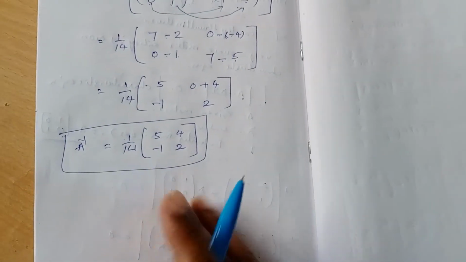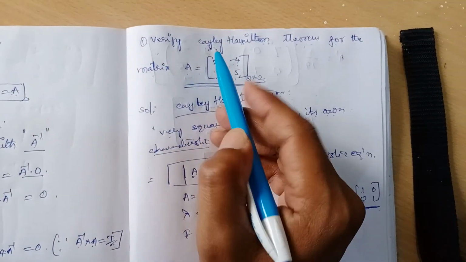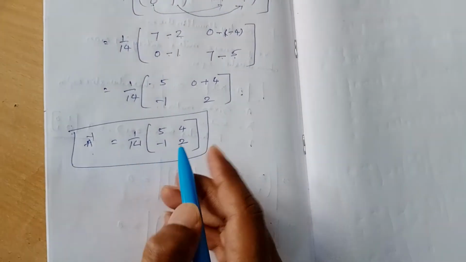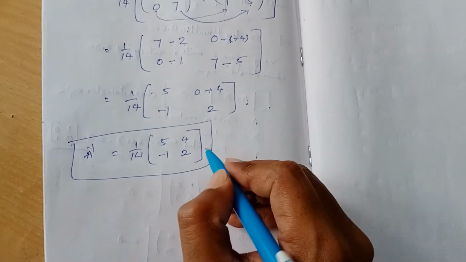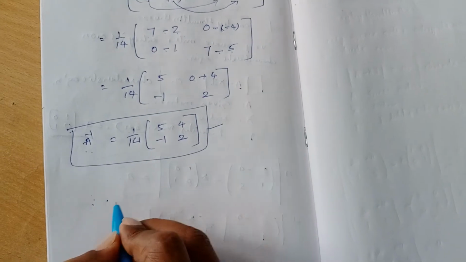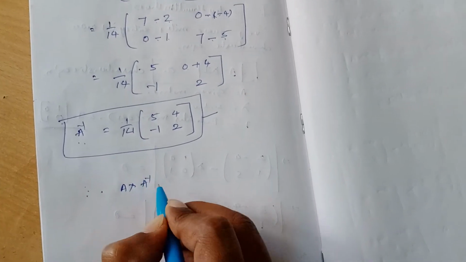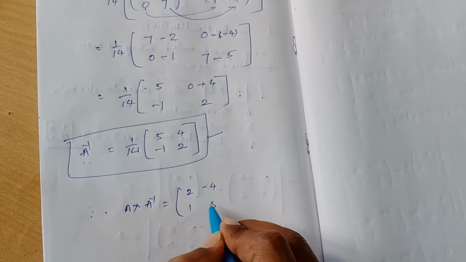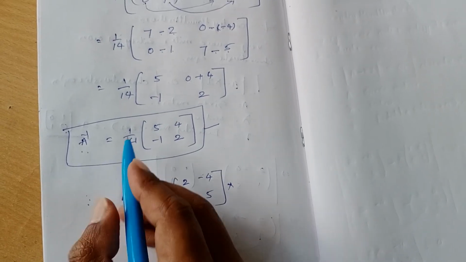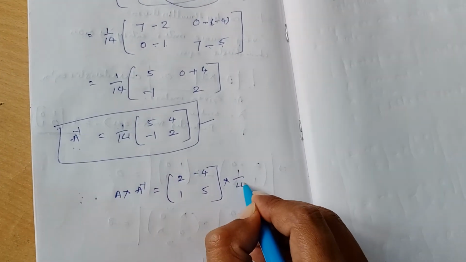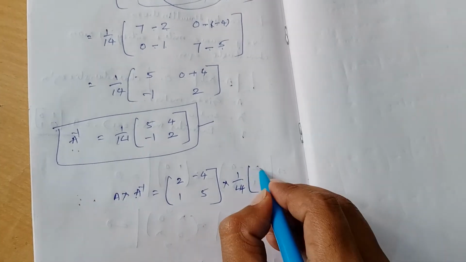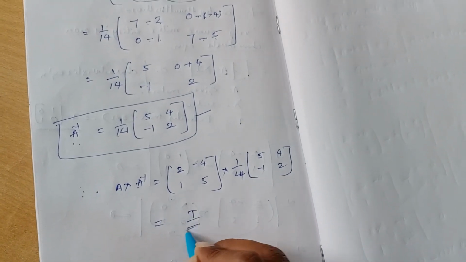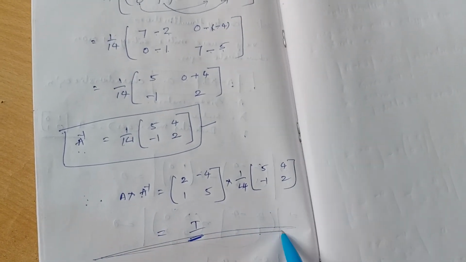So we are finding A inverse by using the Cayley-Hamilton theorem. So this is the A inverse value. To verify whether this A inverse is correct or wrong, we need to multiply A into A inverse. A value is 2 minus 4 1 5 into A inverse, which is 1 by 14 into 5, 4, minus 1, 2. If we multiply these two, we will get the I value. So this is the Cayley-Hamilton theorem.